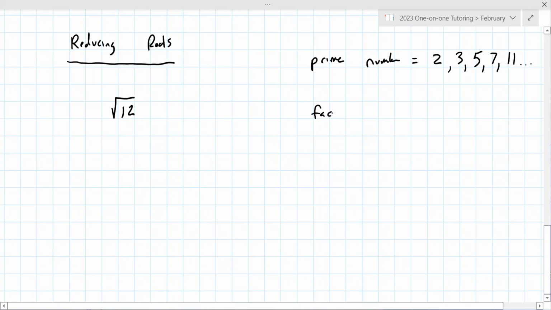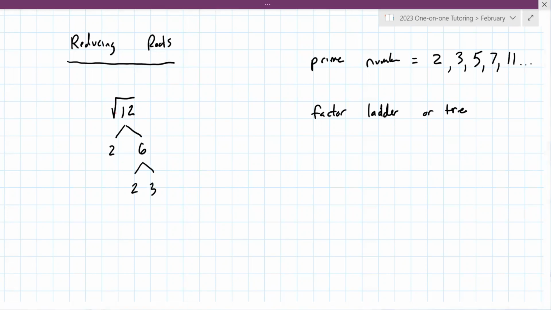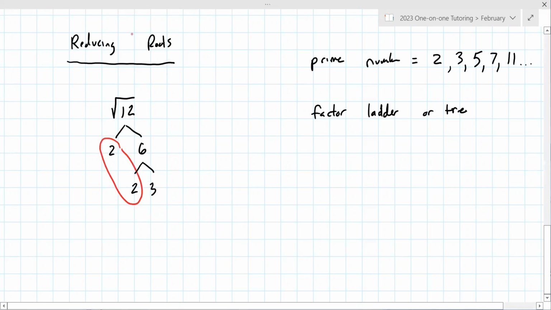Have you heard of a factor ladder or a factor tree? No. Okay, so I'm going to use a tree. You might see a ladder. I don't know how they're teaching this sometimes. Is 12 divisible by 2? Yes. 2 times what number gets you back to 12? 6. And then you try 2 again. 3 times 2. Now, what you're looking for is 2 squared times 3. That's right. So what you just told me is correct: the square root of 12 is 2 squared times 3.